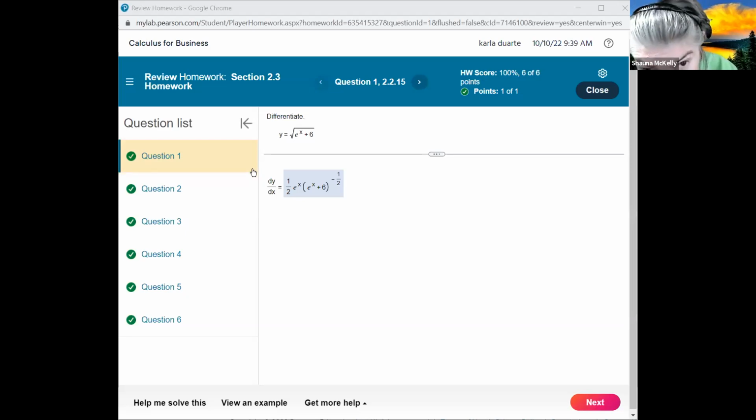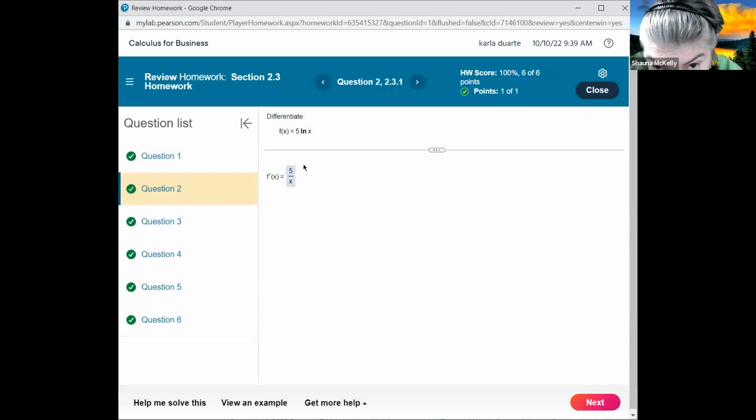This was this derivative where we had to make this the quantity e to the x plus 6 to the 1/2 power. So then I had to write 1/2 e to the x plus 6 to the -1/2, and then I had to differentiate the inside of the radical. e to the x is its own derivative, so I have e to the x here. Now 5 ln x was simply the derivative of ln x, which is 1 over x, so this was 5 over x.